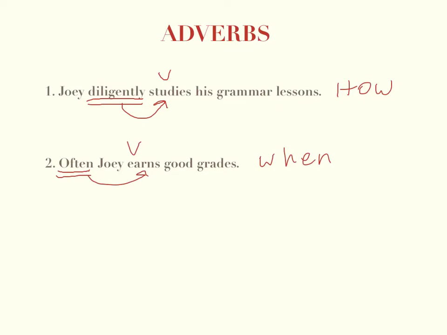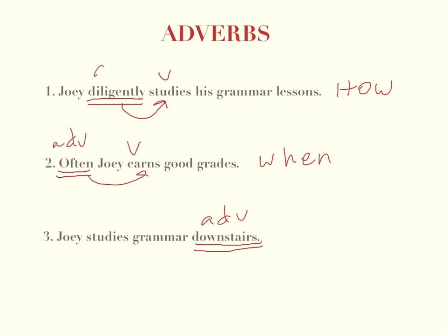All right, let's take a look at another sentence. In this third sentence, Joey studies grammar downstairs. Our adverb in this sentence is downstairs. Okay, another adverb that does not end in ly. I'm just going to add this adv. The reason downstairs is the adverb in this sentence is because it's answering the question where, and it's modifying the verb studies. Where does Joe study? Joe studies downstairs.